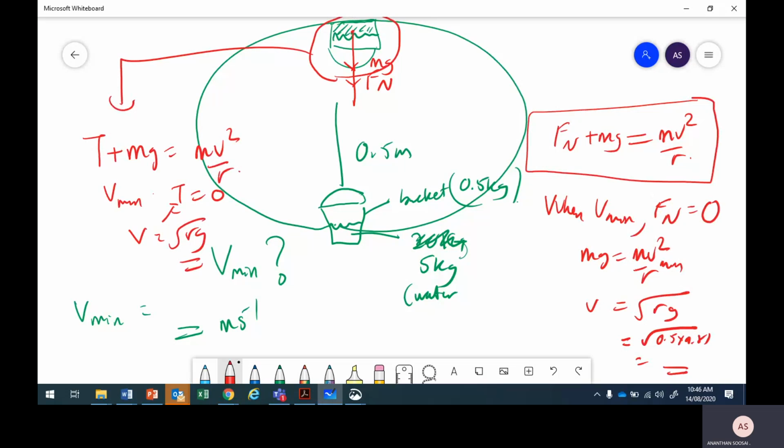But if the focus is on the water, then you have to use this formula. So what is the V minimum? 0.5 times 9.81, square root. How much do you get? 2.21.